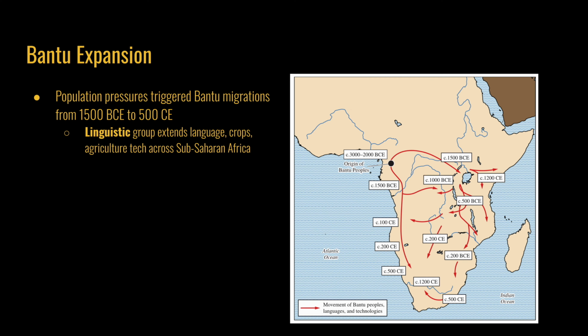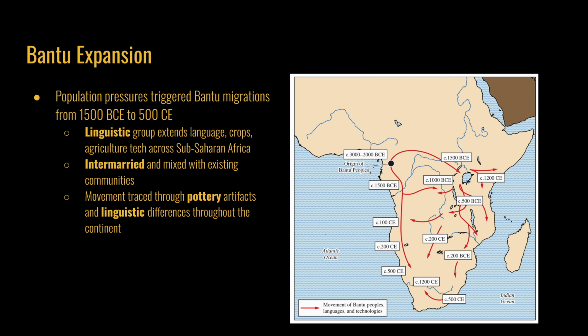The Bantu are technically a linguistic group, and we can trace their movement because all the people in areas affected by the Bantu expansion have elements of Bantu in their languages. The other thing we see is the spread of the same agricultural technology that's evident across sub-Saharan Africa. The Bantu people also intermarried and mixed with existing communities, which can be seen in the genetic similarities among people in sub-Saharan Africa, extending up to the location of the Bantu people near southern Nigeria and northern Cameroon. The movement is also traced through pottery artifacts and linguistic differences through the continent. The spread of Bantu languages led to significant cultural exchange and technological diffusion across the continent.